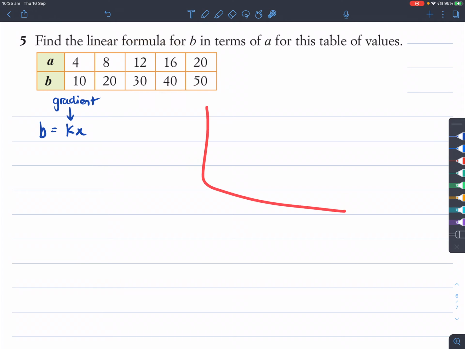Okay, so this line would be like this, and you actually find the gradient. But to find the gradient, or this value of K, we have to substitute in two values, which is one for B and one for A. Okay, so one for B, one for A. So we're going to substitute in maybe this pair, or this pair, or this pair, but the easiest one will be the smallest numbers. So we substitute in B as 10 and A as 4. So it's K times 4.